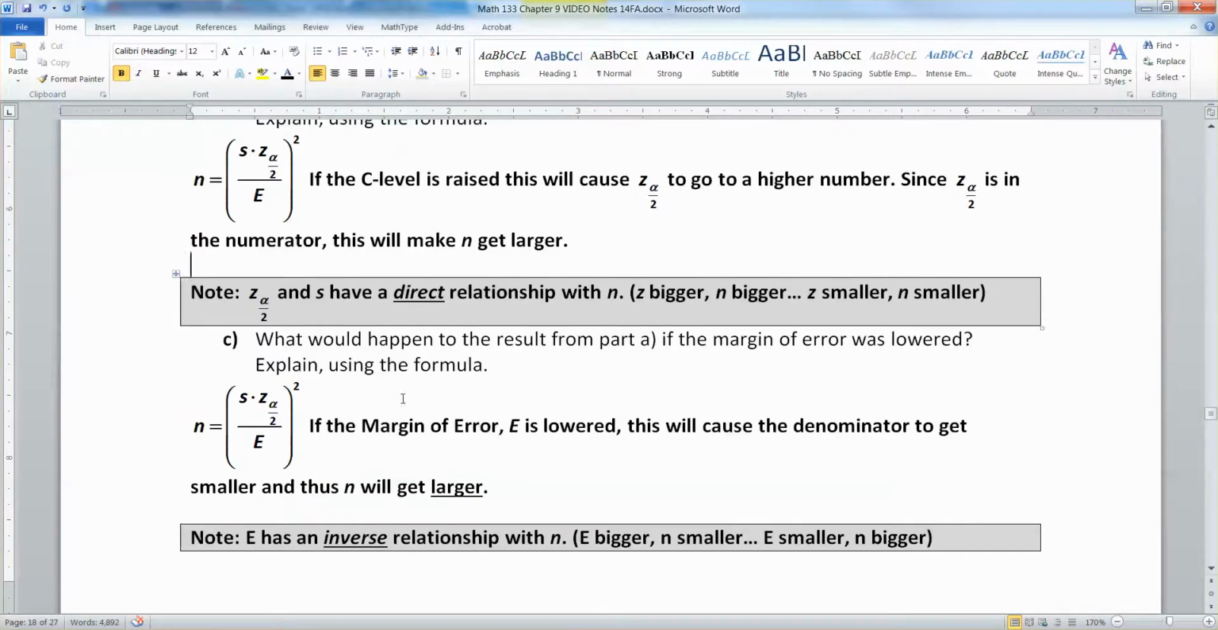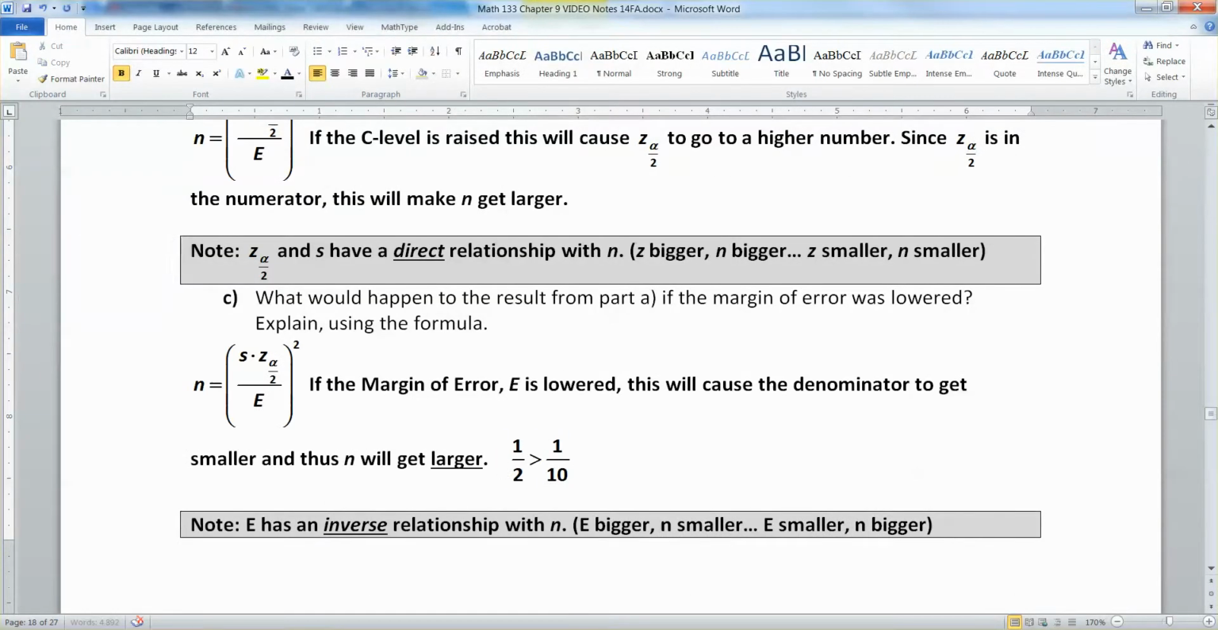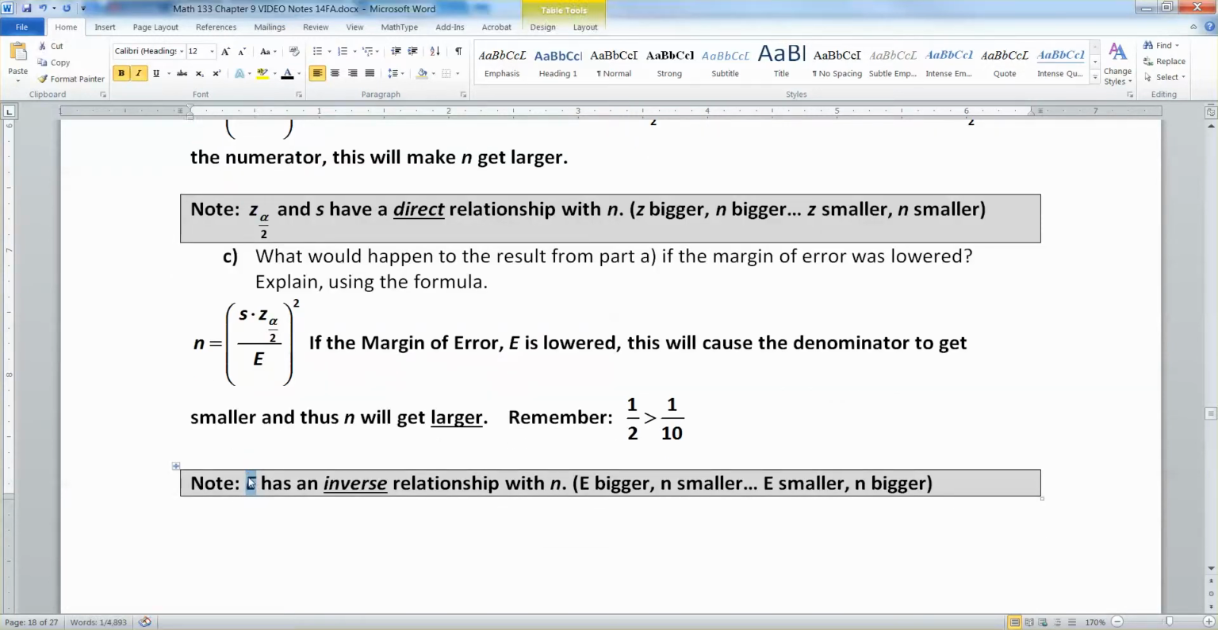Now, what about error? Well, error is in the denominator, so it's going to have the opposite relationship. It's called an inverse relationship. So if you lower your margin of error, in other words, you want to shrink the size of your interval, you want to be more accurate, make that bullseye target smaller, that's going to cause your n to get larger because it's in the denominator. Remember from grade school, hopefully somewhere, you learned that 1 over 2 is a bigger number than 1 over 10, say. A bigger number in the denominator makes it smaller overall. So if I lower the number in my denominator, it's going to make a bigger fraction. And that means that e, the error, because it's in the denominator, has an inverse relationship with n. If e is larger, it makes n smaller. If e is smaller, it makes n larger because of this property of fractions.